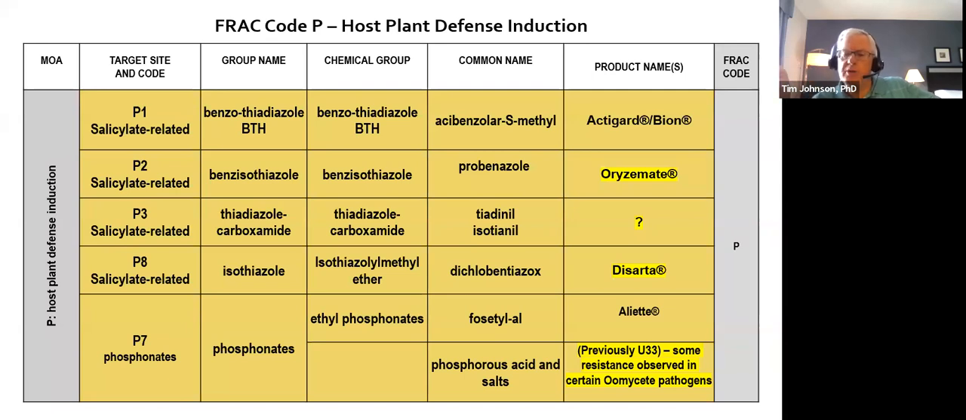It's also worth noting that this is the one subgroup, if you will, within code P where there has been some resistance observed. Otherwise, there has not been any pesticide resistance that has been observed in the field to any of the active ingredients that I'll be talking about in FRAC code P.